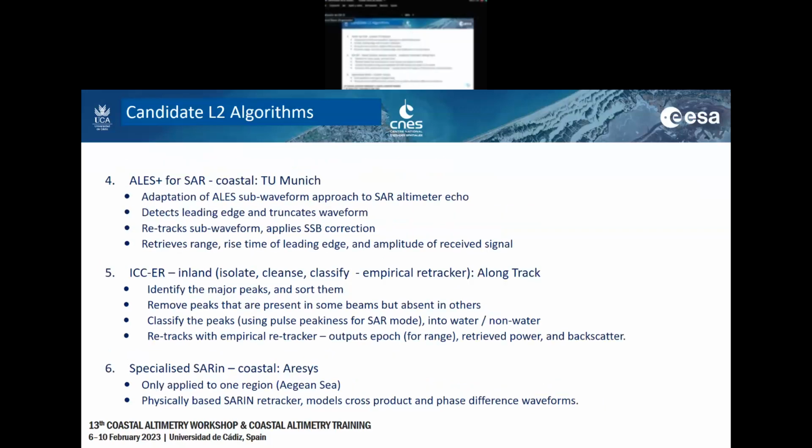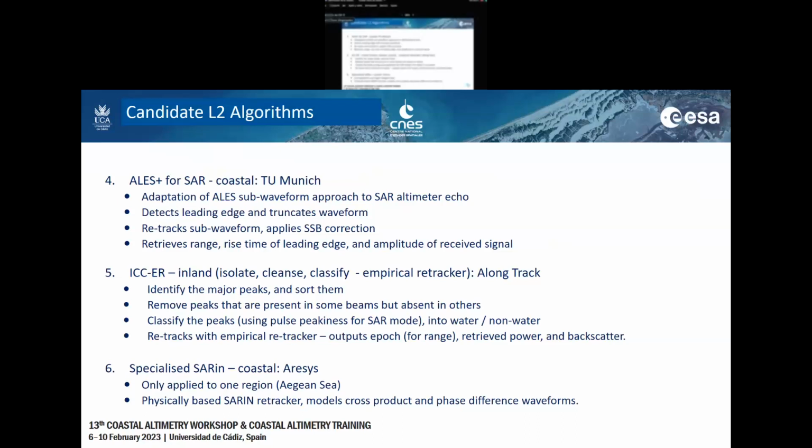There's the ALES+ retracker by Marcello Passaro and his colleagues. So that uses a sub-waveform from the SAR altimeter echo, just picks out essentially the main peak and windows around that, truncates the waveform, retracks that, generates its own sea state bias correction, and retrieves a range, but not significant wave height. There's this ICCR along-track processor, which deals with multi-peak waveforms again.